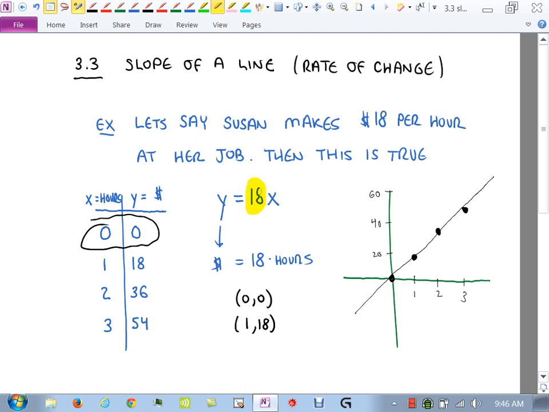And that number in front of the X is what we call the slope of the line. The bigger the number in front of X, the steeper the line. The smaller it is, the less steep, the flatter. So that number controls what we call the slope.